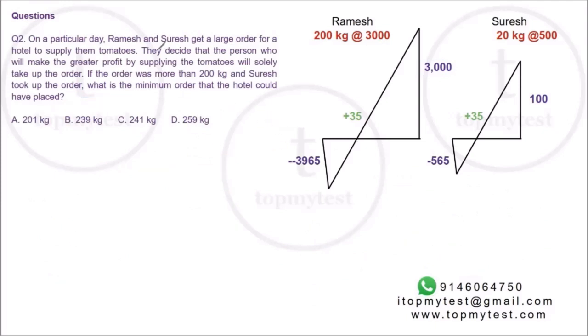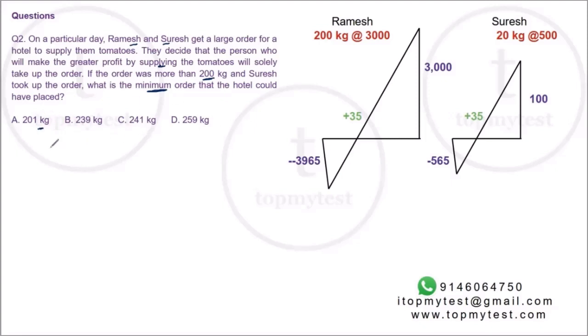Right. Question number 2. On a particular day, Ramesh and Suresh get a large order from a hotel to supply them tomatoes. They decide that the person who makes the greater profit by supplying tomatoes will solely take up the order. If the order was more than 200 kilos and Suresh took up the order, what is the minimum order that the hotel could have placed? Now all these values are more than 200. You need to place the minimum order. The smallest value is 201. So let's check with 201.